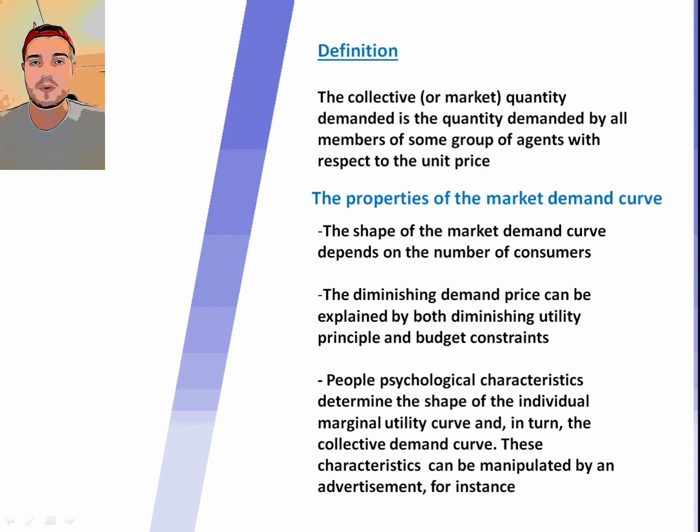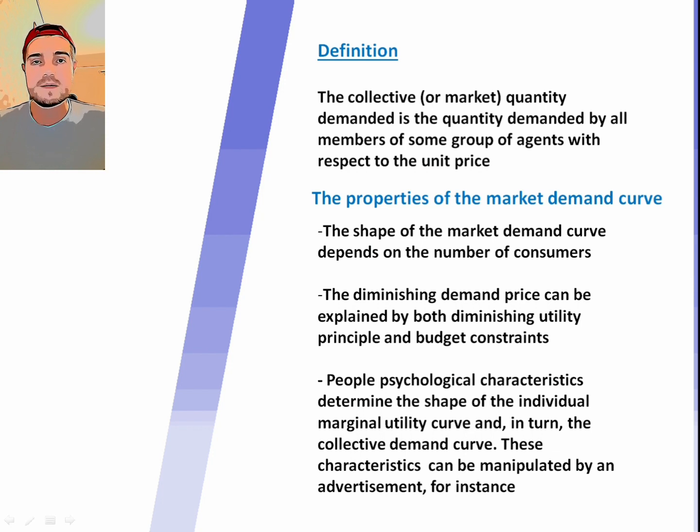Let's consider some important properties of the market demand curve. The shape of the market demand curve depends on the number of consumers. The diminishing demand price can be explained by both the diminishing utility principle and budget constraints. People's psychological characteristics determine the shape of the individual marginal utility curve and, in turn, the collective demand curve. These characteristics can be manipulated by advertisement, for instance.